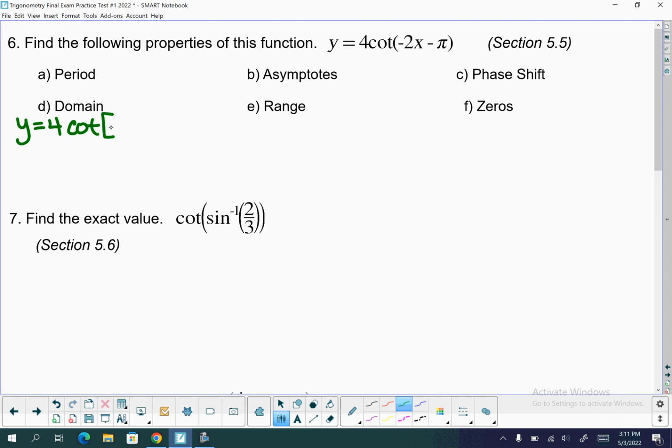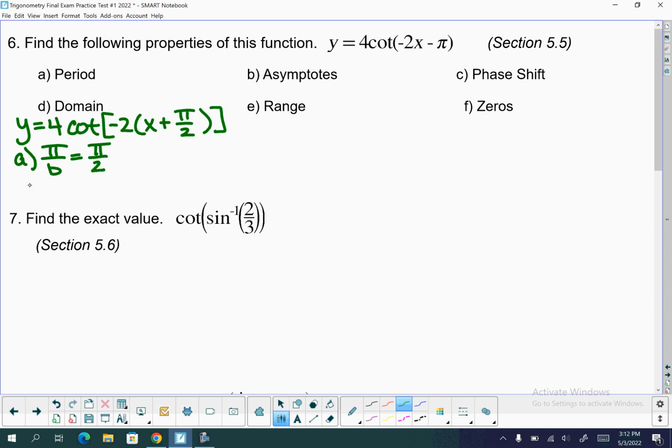cotangent, -2, factor that away from my x, dividing by -2, I'll be left with an x, and then a positive pi over 2. And again, you can kind of mentally distribute that back in and make sure it works. Okay? All right, let's start with the period. Period of these graphs is always, if it's tangent or cotangent, just pi over b. The b value here is 2. You don't need to worry about that negative. That negative does a reflection, but it doesn't change the period, so just pi over 2.